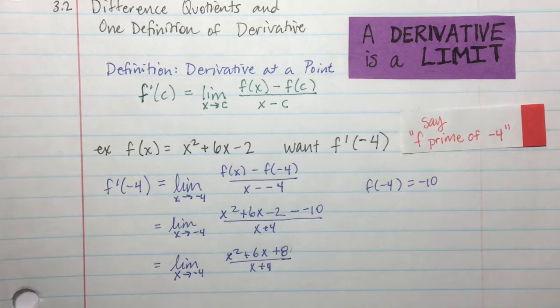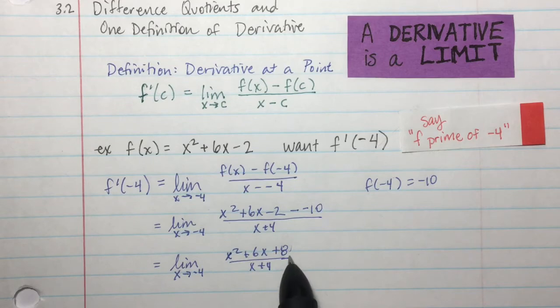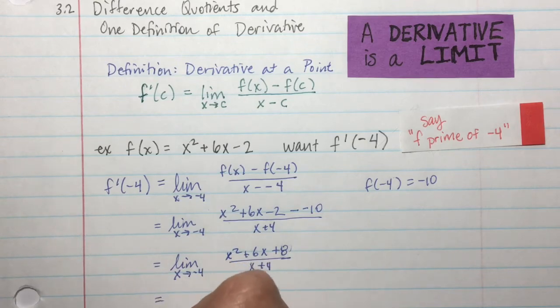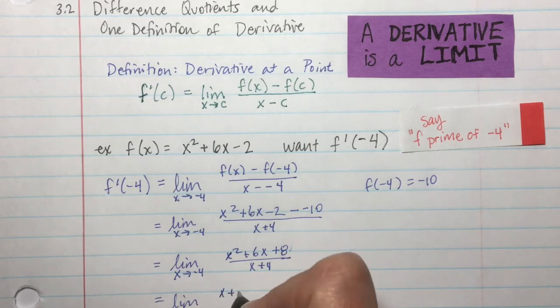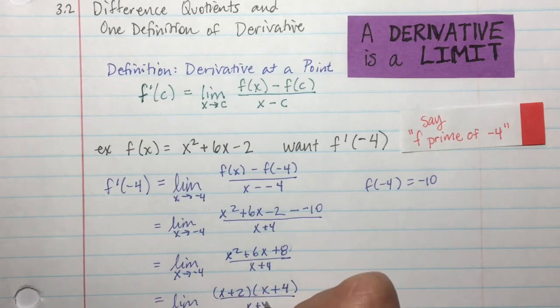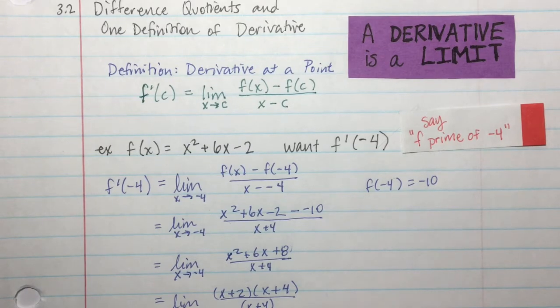Now, if you plug negative 4 into this, you would get 0 over 0, that indeterminate form. So we need to find another way to go. Now that numerator is factorable, so I'm going to factor. I get x plus 2 times x plus 4 over x plus 4. And then looking at that, oh wait, those x plus 4s can cancel, so really we can just look at the limit as x approaches negative 4 of x plus 2.